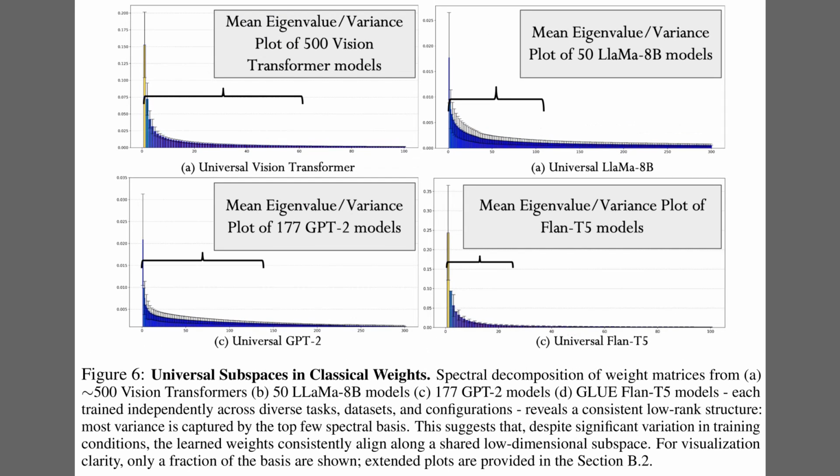Alright, the previous table focused on how a single shared adapter can preserve visual styles, and Figure 6 widens the lens to full model weights across architectures. The four panels show eigenvalue or variance spectra for hundreds of vision transformers, Llama 8 billion, GPT-2, and FLAN T5 models. In every panel, the bars drop sharply near zero, which means that just a handful of spectral directions capture most weight variation. This consistent low-rank pattern suggests that very different models all live in a common, low-dimensional weight subspace.